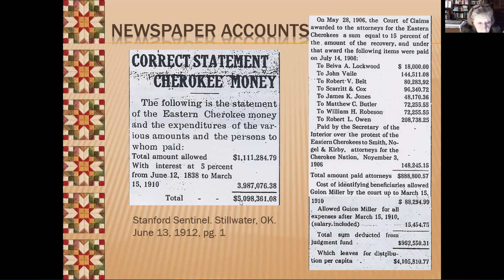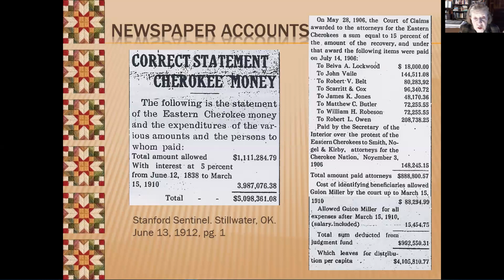$3,987,076.38 for a total of $5,098,361.08. Okay, but then here's how they're dividing it up. The Court of Claims awarded to the attorneys for the Eastern Cherokees a sum equal to 15% of the amount of the recovery. So look at all these people and how much money each one of them got.